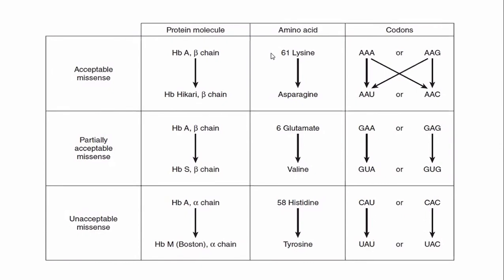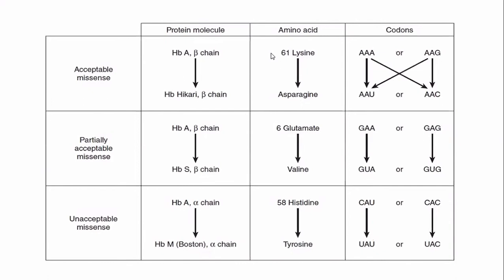Okay? Pagsabihan natin na acceptable missense, almost same functional group pa or functional unit yung napalit na amino acid, like your hemoglobin A, beta chain, and hemoglobin Hikari. So on the 61st position na amino acid, the lysine nagkaroon ng missense mutation, naging asparagine. Okay, almost same functional group, so walang problema. So hindi siya severe yung symptoms. We have the partially acceptable missense. Yun na nga yung sinabi ko sa inyo na hemoglobin S.